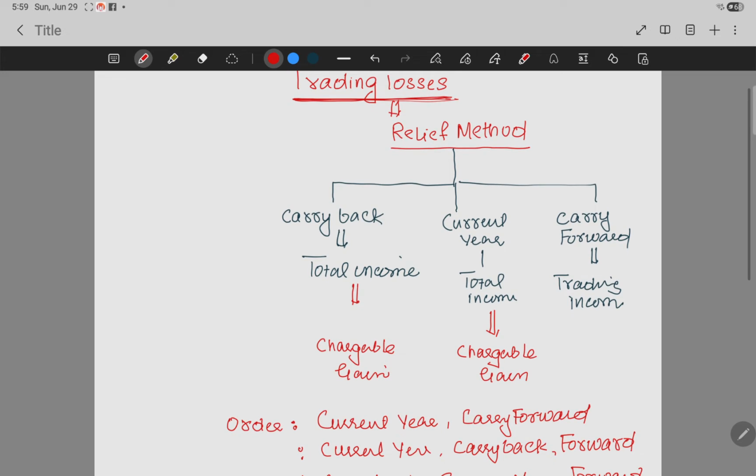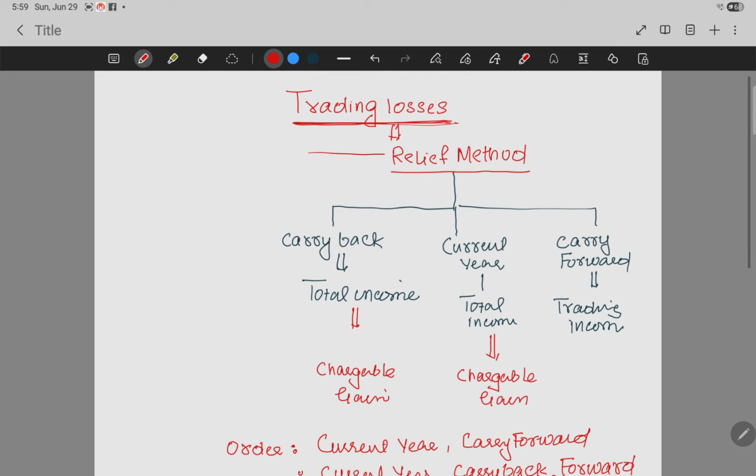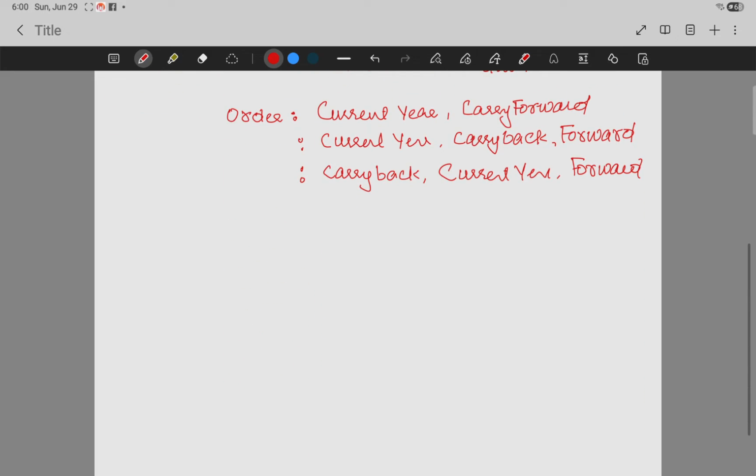Now these are the standard options available for an ongoing, running business. Now what if a business has just started, that is, the opening year loss? What if the business has decided to shut down, the closure or cessation of the business? Then we have some additional options available. One of the options is special opening year loss relief.